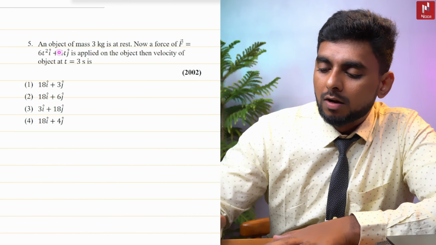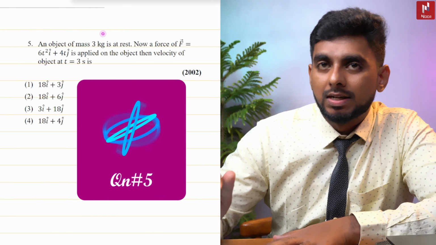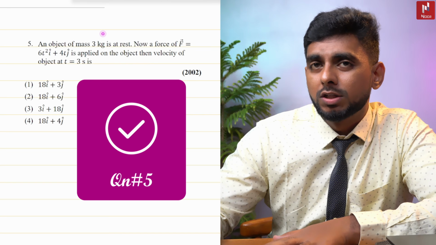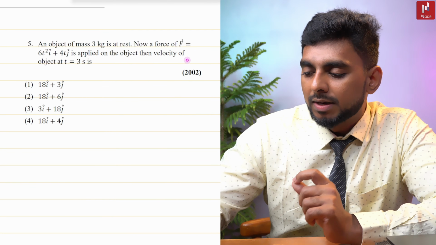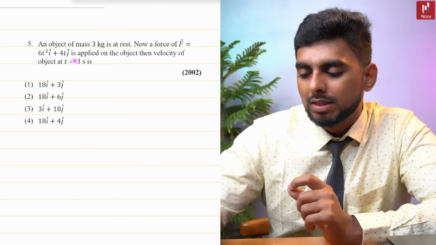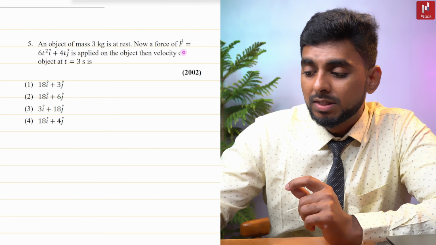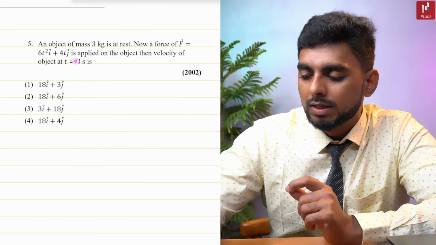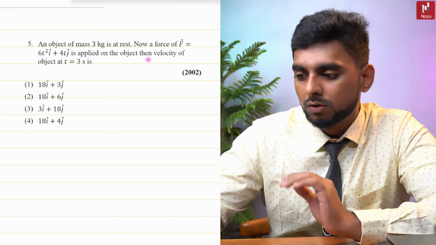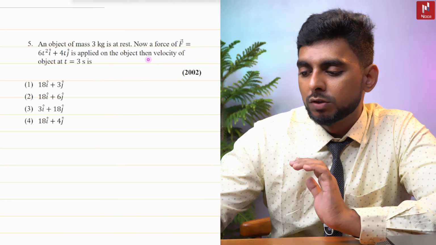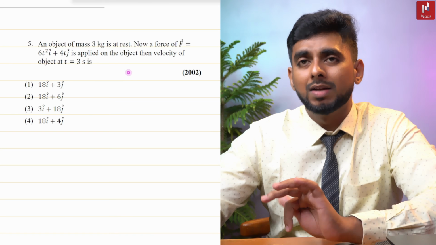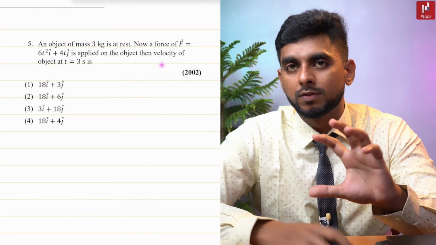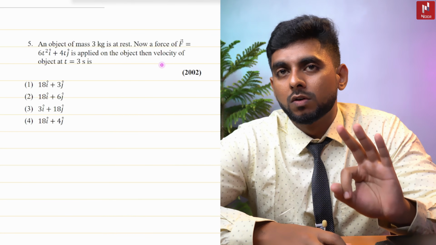The next sum: an object of mass 3 kg is at rest, so the initial velocity of that object is 0. Now a force F, equal to 6t square i cap and 4t j cap, which means they have given us the force in terms of a vector quantity, is applied on the object. Initially it was at rest, and then I give a force to that object. What will be the velocity of that object at t equals 3 seconds?